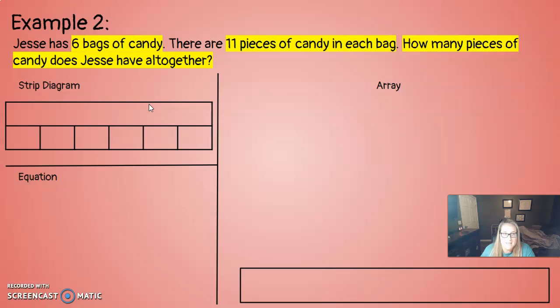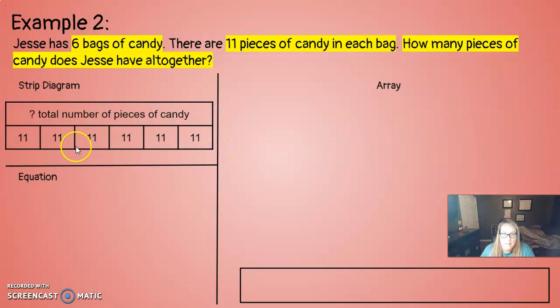So here is my strip diagram. You'll notice this one looks a little bit different, but it's the same. This one I have my total at the top. The last one I had my total at the bottom. But you know what? It's okay. They both show the same thing. So at the top, I'm going to have my total number of pieces of candy. Underneath, I have 6 bags. 1, 2, 3, 4, 5, 6. And there are 11 pieces in each bag.